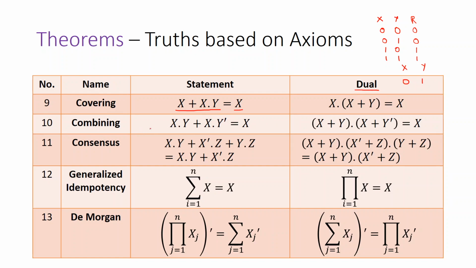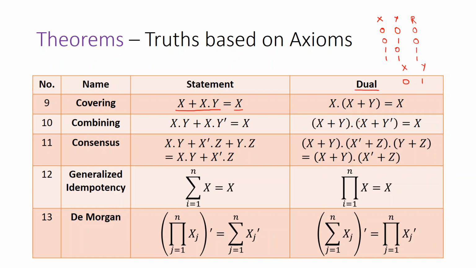So here, the next one is combining. Here what happens is also very easy to see: x and y, plus x and y dash, would be x. So if you take x common, it is very easy to see why this happens. Similarly, here is the dual statement: x or y, and x or y dash, is equal to x. So that is the dual statement.